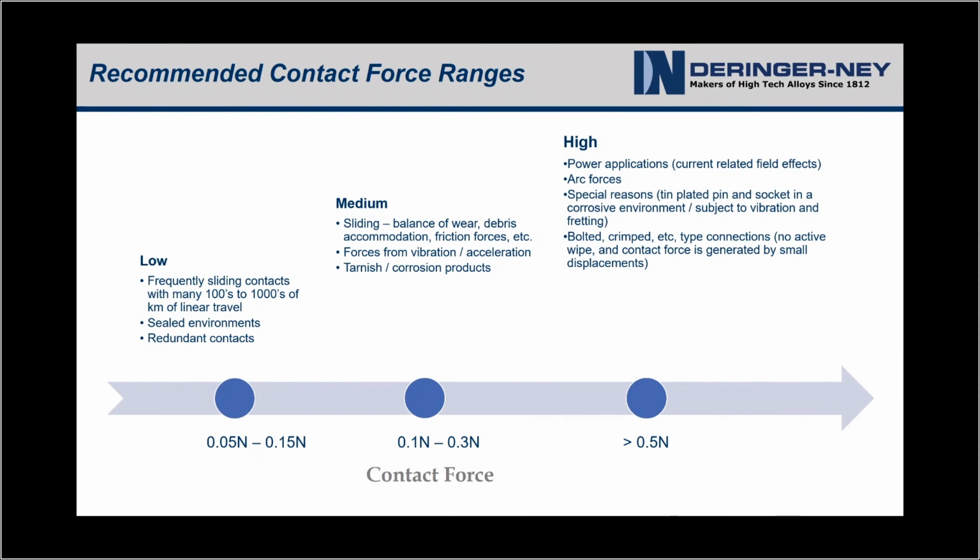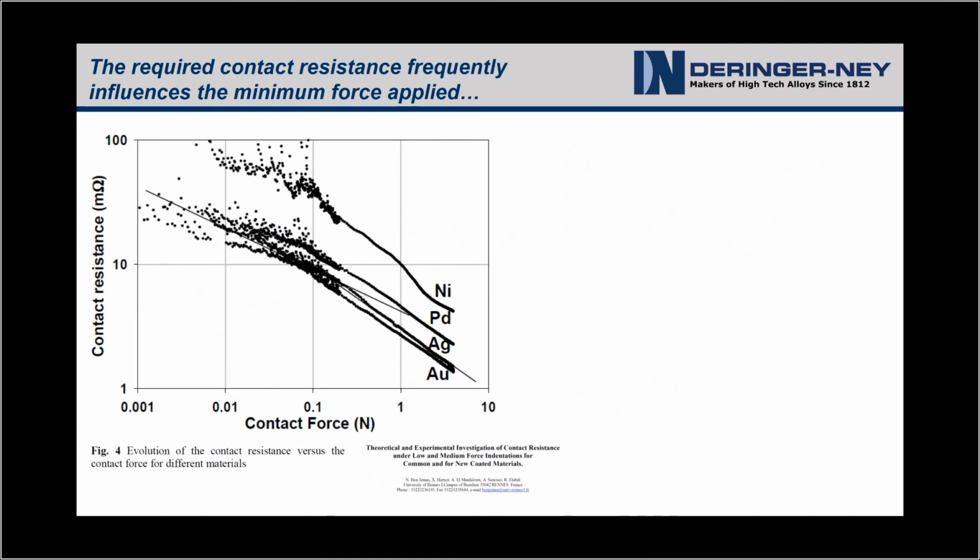There's arcing forces that have to be considered. Also, certain material systems require higher contact forces. And then if there's no contact movement, maybe on assembly, say a bolted contact assembly, or an assembly that has a very high spring rate, crimped assemblies, and again, bolted assemblies, those might utilize much higher forces.